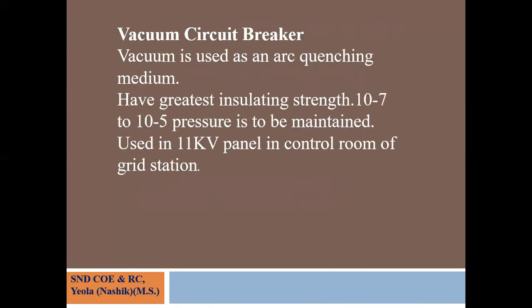Next is the vacuum circuit breaker, in which vacuum is used as the arc quenching medium. It has the greatest insulating strength, and a vacuum pressure of 10 raised to minus 5 is to be maintained in the vacuum circuit breaker. It is used in 11 kV panels in the control room of a grid station.